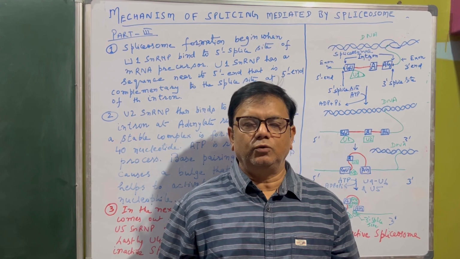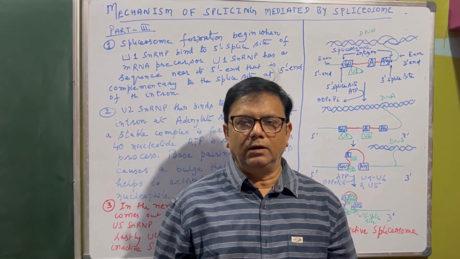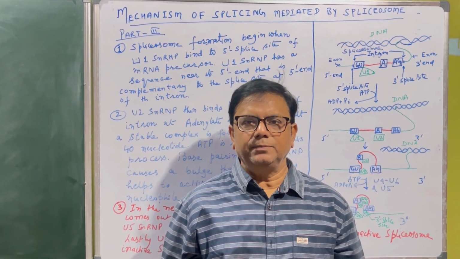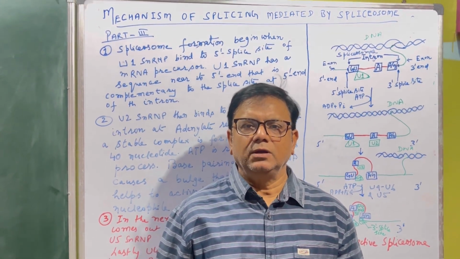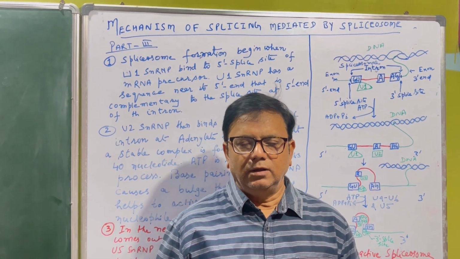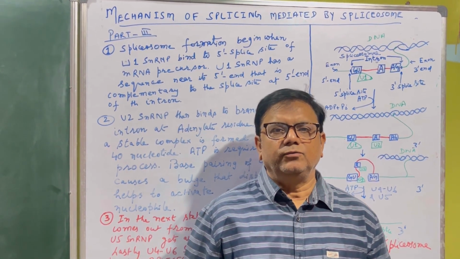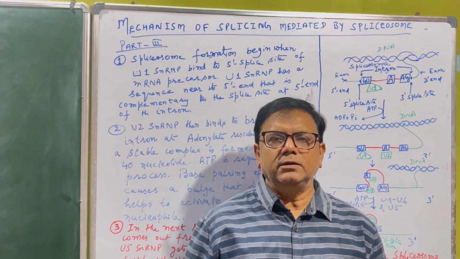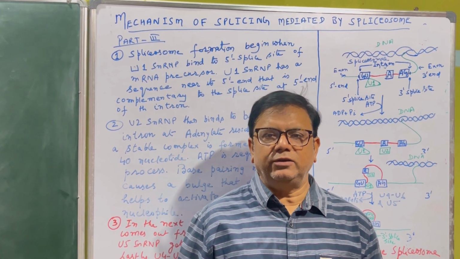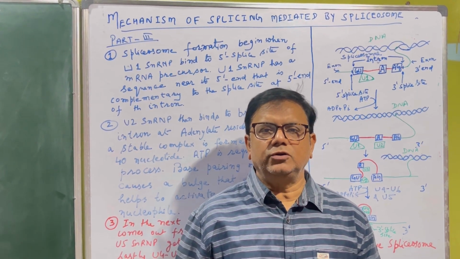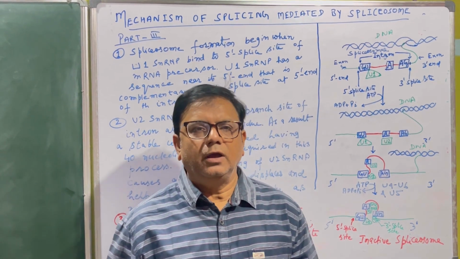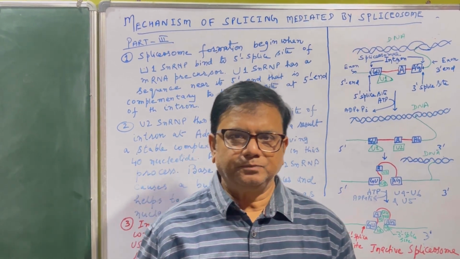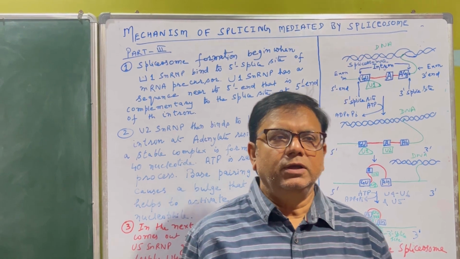In this video I will talk about the mechanism of splicing mediated by the spliceosome. In previous lectures and videos I have already discussed the formation of spliceosomes, and I also discussed something related to the mechanism. Now in this lecture we will see the steps involved in the formation of a spliceosome, and then how finally the exon is joined and the intron is removed, and the spliceosome disassembles when the intron is removed along with the complex associated with the spliceosome.